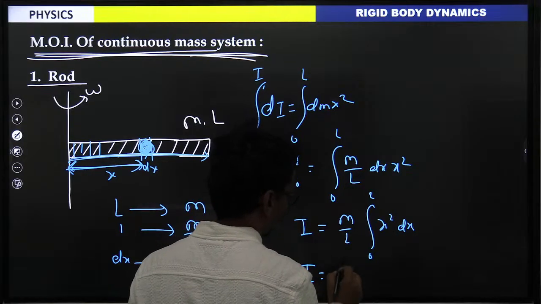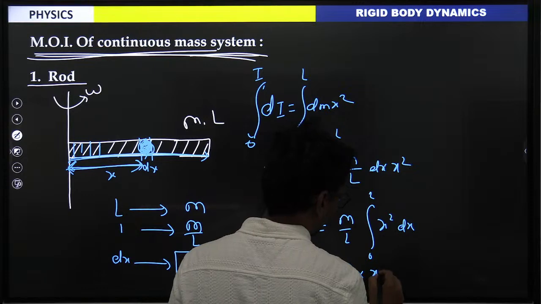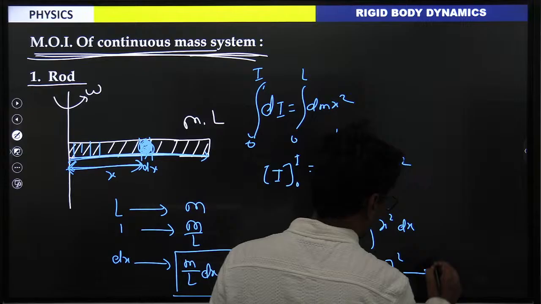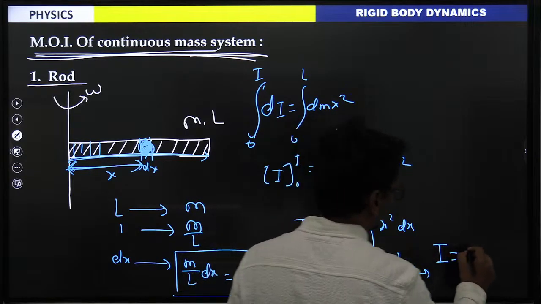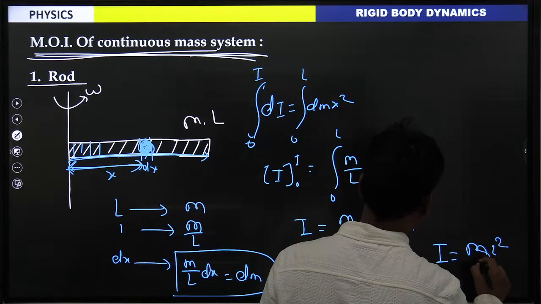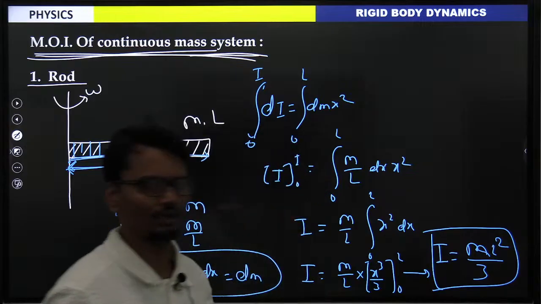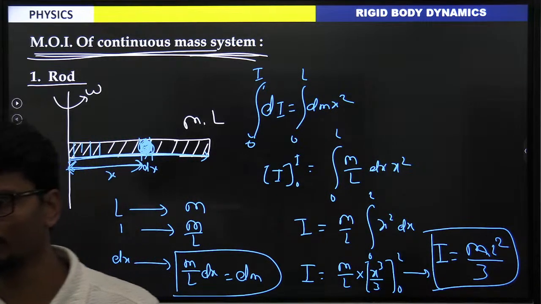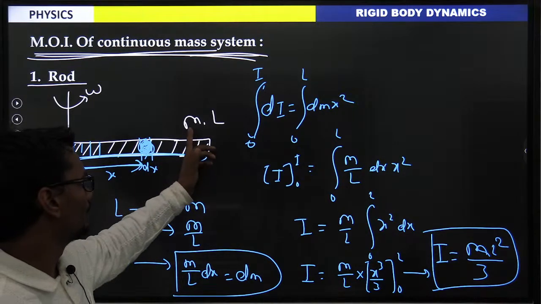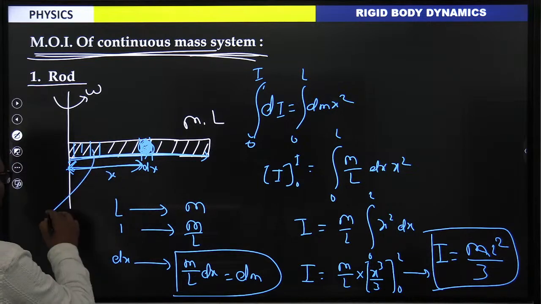So this becomes I is equal to m by L into x to the power 3 upon 3, from 0 to L, and after simplifying this equation, I equals m L square by 3. This is the value of the moment of inertia of the rod about the axis, having mass m and length L, if the rod is uniform.